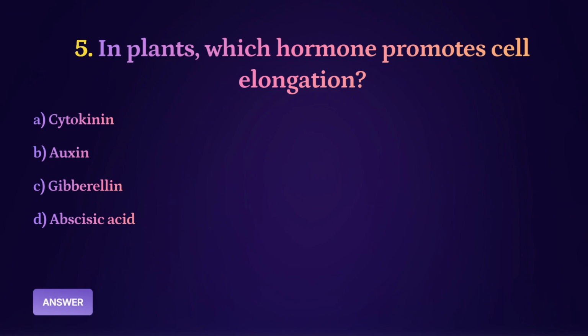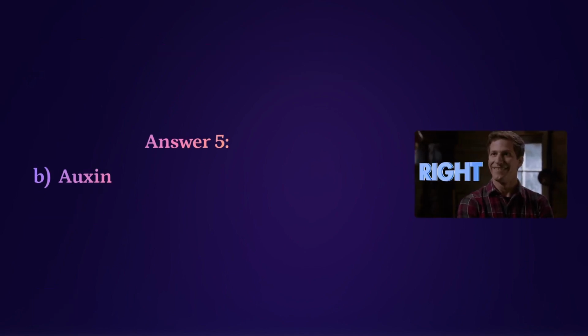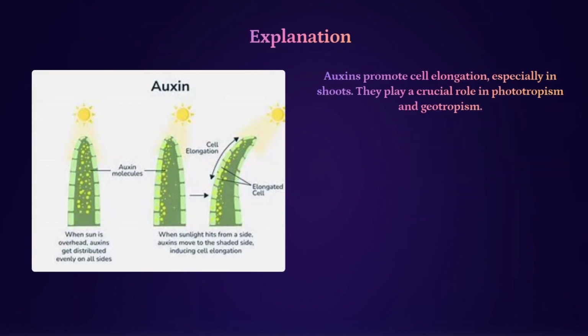In plants, which hormone promotes cell elongation? Is it cytokinin? Is it auxin? Is it gibberellin? Or is it abscisic acid? The correct answer is option B, that is auxin. Auxins promote cell elongation, especially in the shoots. They play a crucial role in phototropism and geotropism. Moving on to question number 6.